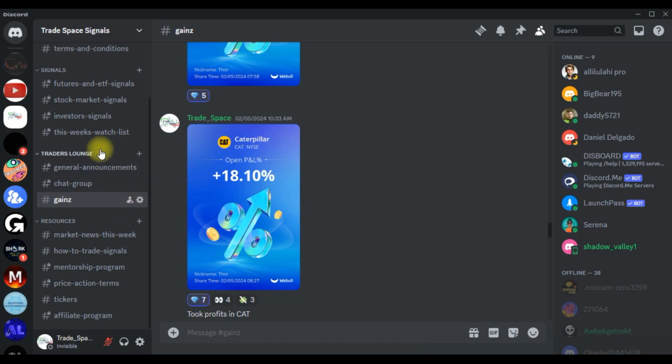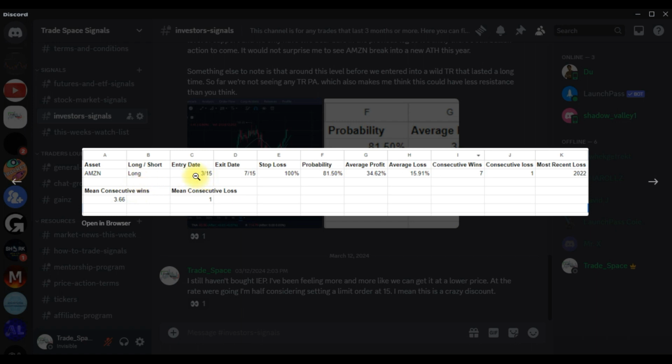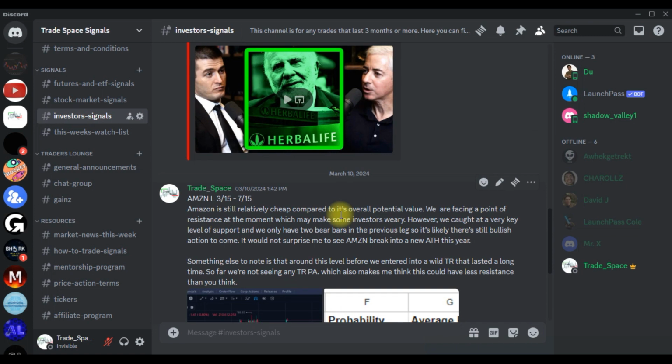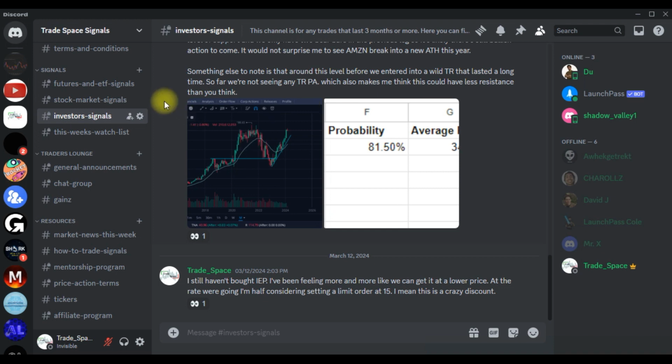There's a lot here. We also have brand new to the group investor signals, and these are trades that last 3 months or longer. So if you wanted to hold for 3 months or more, absolutely do that. You held Amazon 315 to 715 with no stop loss. You have an 81.5% probability of winning. This is your average profit, your average loss, same exact scenario here. So lots and lots of options for people who want to join this Discord.